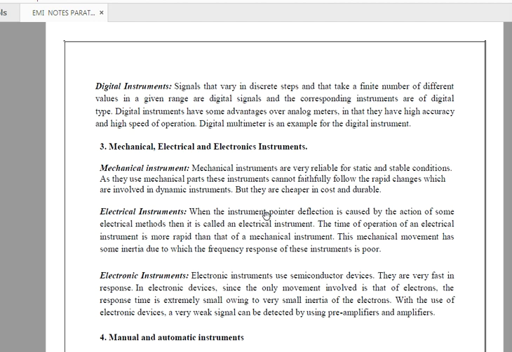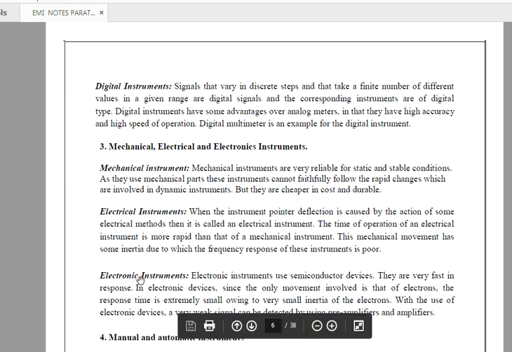Then electrical instruments. When the instrument pointer deflection is caused by the action of some electrical method, then it is called an electrical instrument. The time of operation of an electrical instrument is more rapid than that of a mechanical instrument.